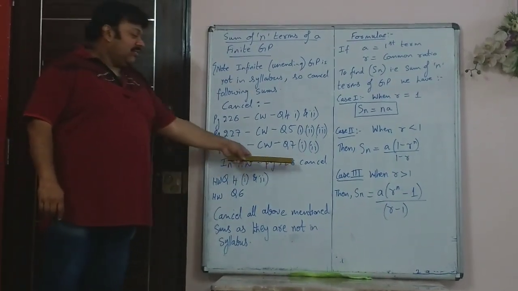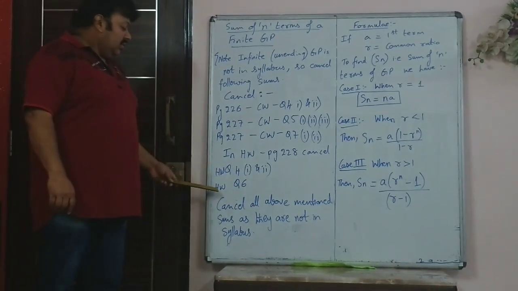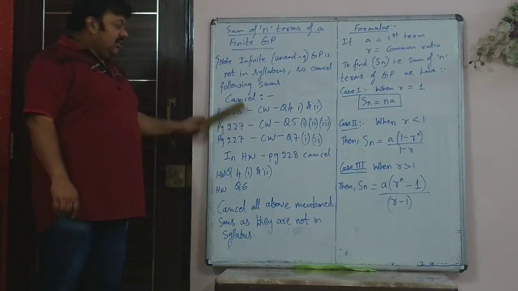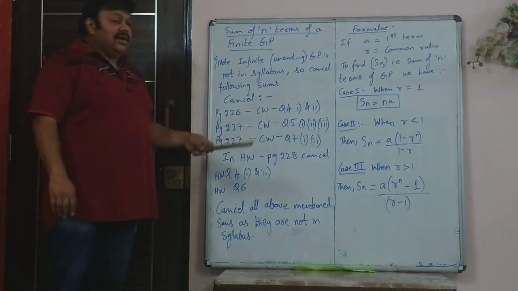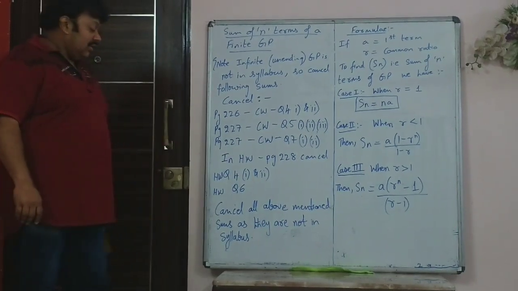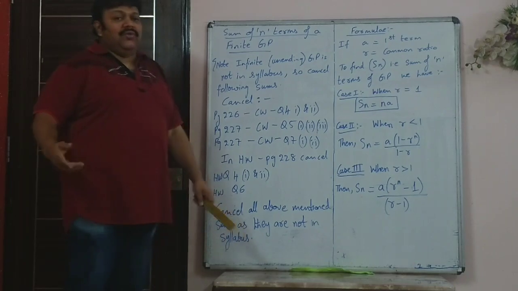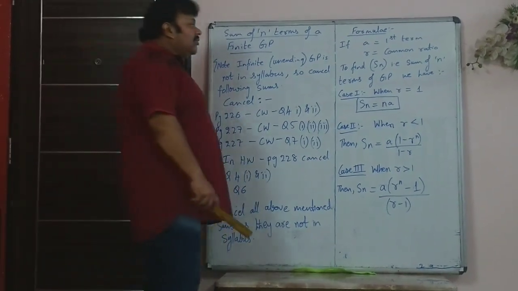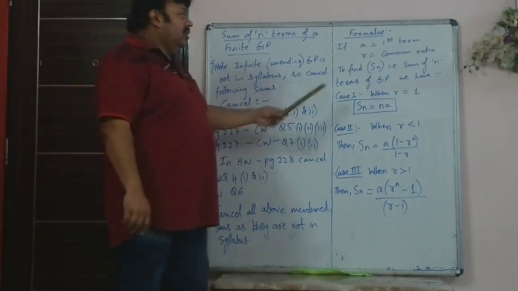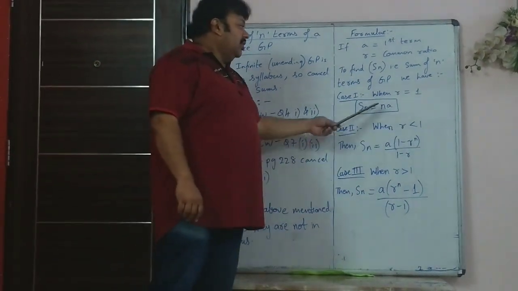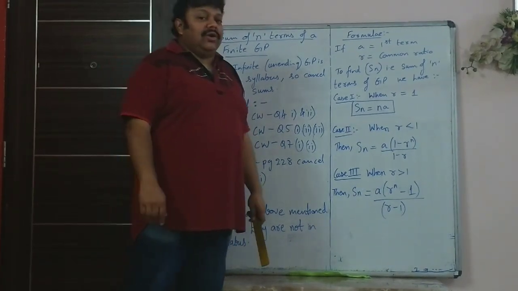And from homework, page 228, cancel question 4, 1 and 2 and question 6. These are not there in the syllabus, so you can leave it. Infinite or unending GP is not there, so cancel all these sums. So we will see the formula for the finite GP, sum of n terms. If a is the first term and r is the common ratio, then for the sum of n terms you have three different cases depending on the value of r.